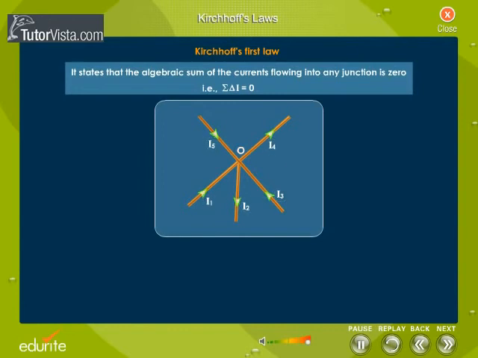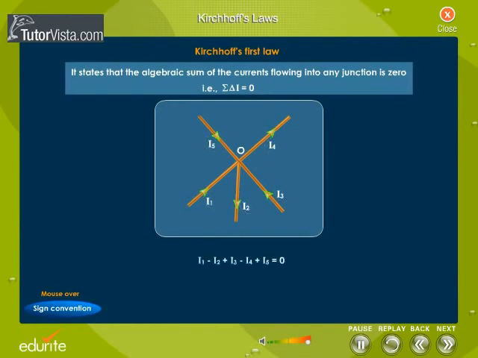To take their algebraic sum, we assume the sign convention. The current flowing towards the junction is considered as positive. The current flowing away from the junction is considered as negative. Applying the sign convention, I1, I3 and I5 are positive and I2 and I4 are negative.